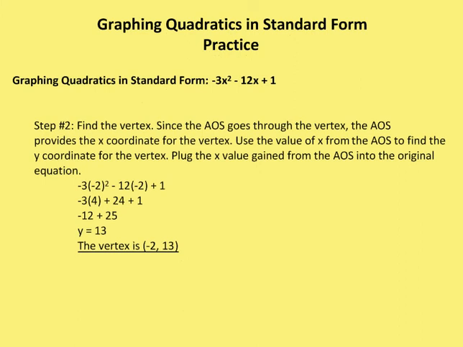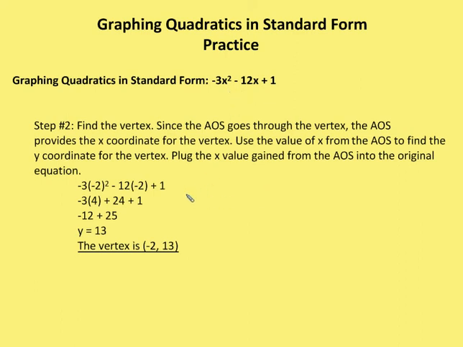Well, we know that the axis of symmetry, which I abbreviate as AOS, goes right through the vertex. So the axis of symmetry is going to provide us with the x-coordinate or value for the vertex. And we're going to use this x value from the axis of symmetry to find the y-coordinate by plugging it into the quadratic and then solving for y. Okay, so we learned that the axis of symmetry is x is equal to negative 2. So the vertex lies on the axis of symmetry.